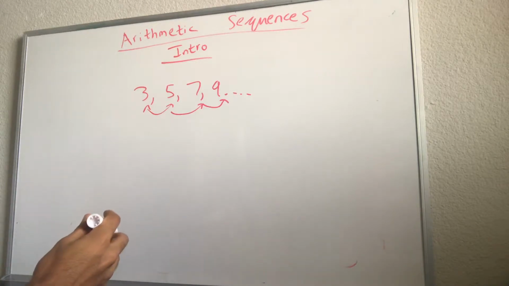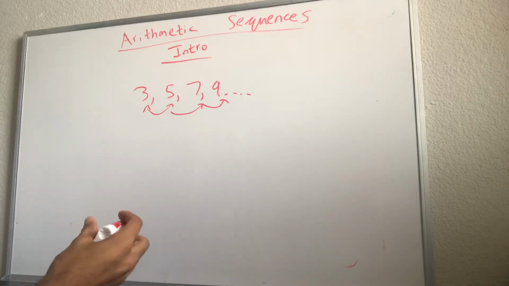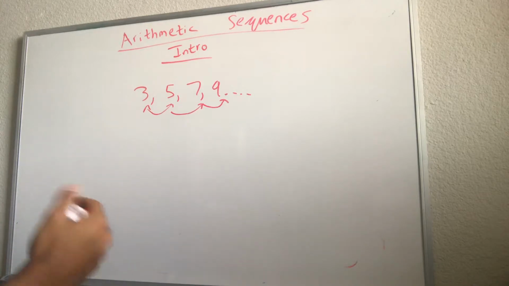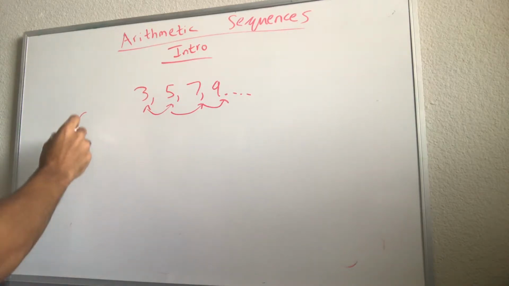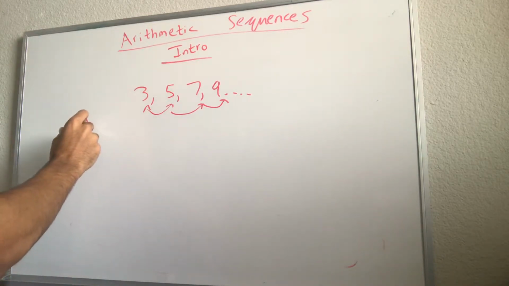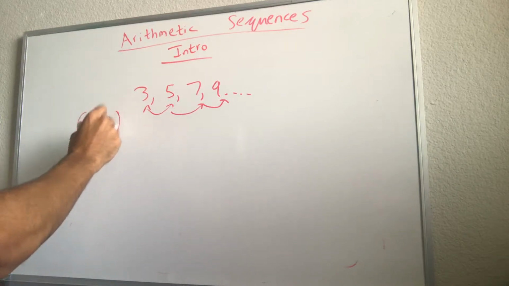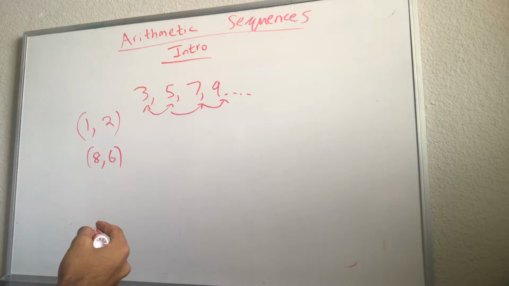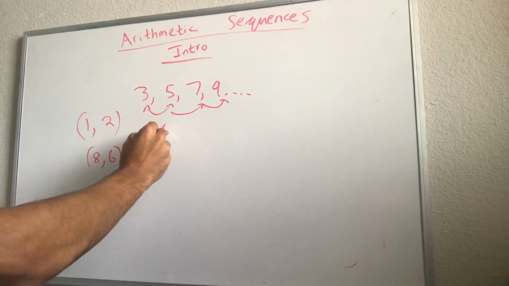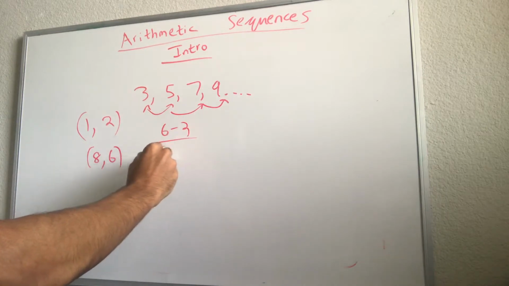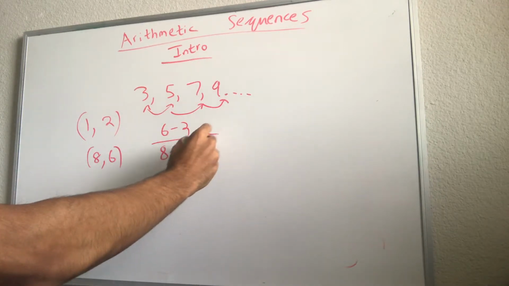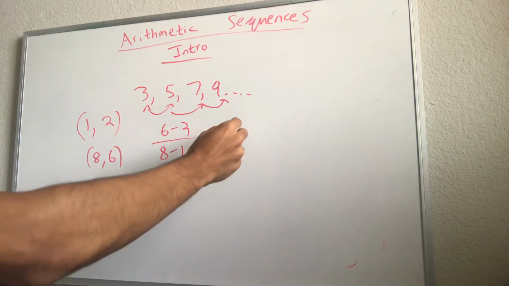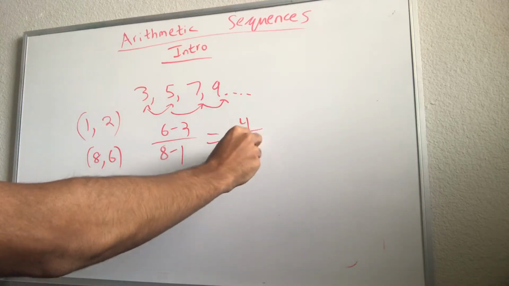Really, if you were to graph some points, you would see that it's more like a linear function. Like if you recall, in my previous videos, I had something like (1, 2) and (8, 6). You know how you find the slope is y2 minus y1, all divided by x2 minus x1. That would mean 6 minus 2 divided by 8 minus 1. And so the slope of these 2 points here would be 4 divided by 7.